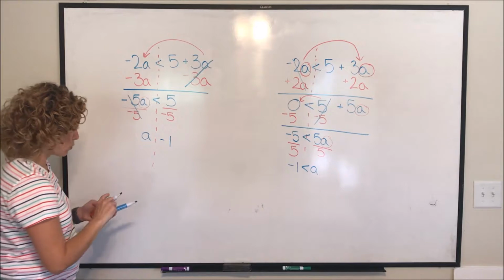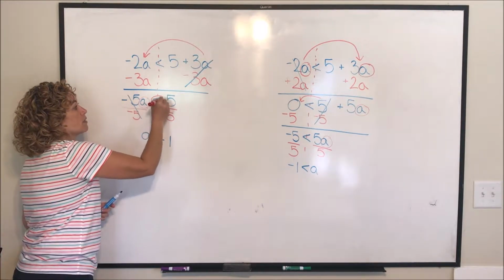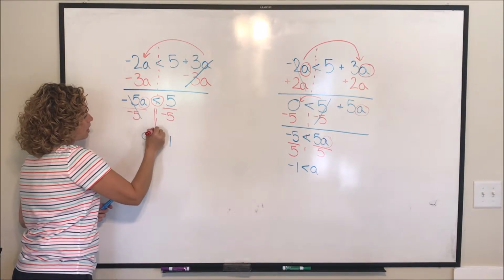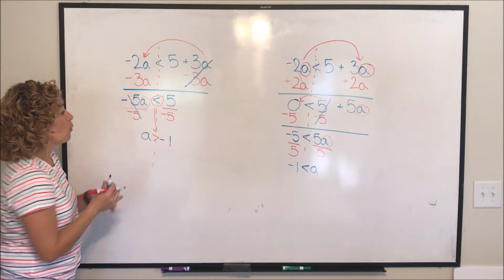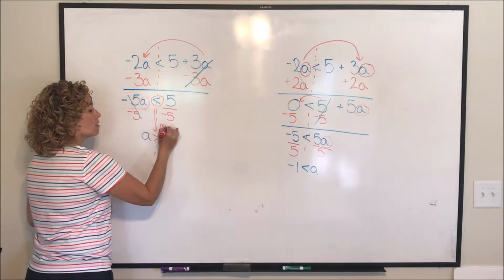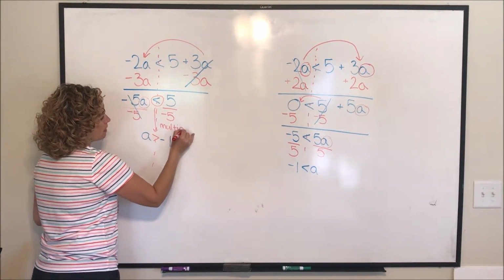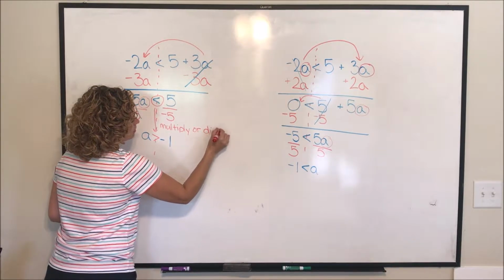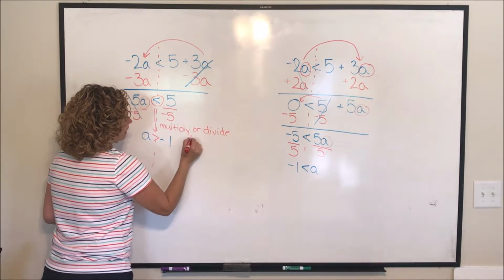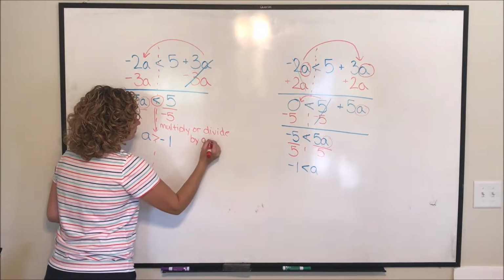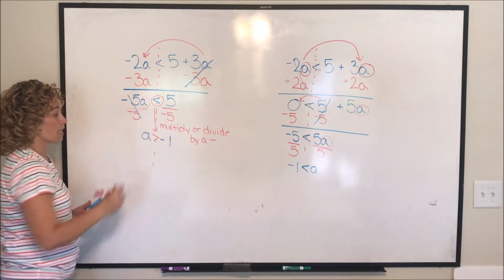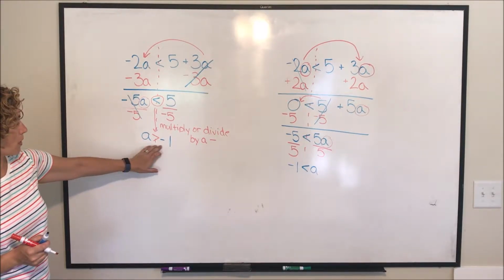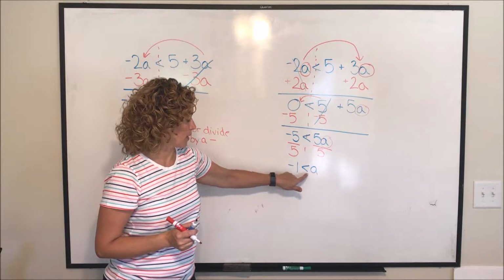Now, this is where something tricky happens. We are actually going to flip the sign, okay? Whenever you multiply or divide by a negative number, then you're going to flip the sign when you're dealing with inequalities. Now, notice, a is greater than -1. A is greater than -1.